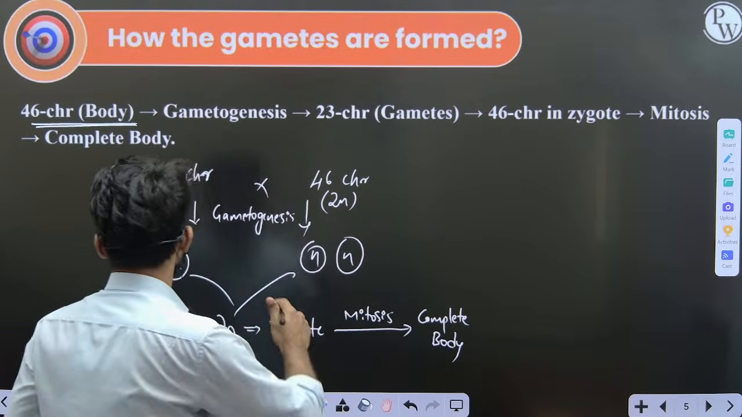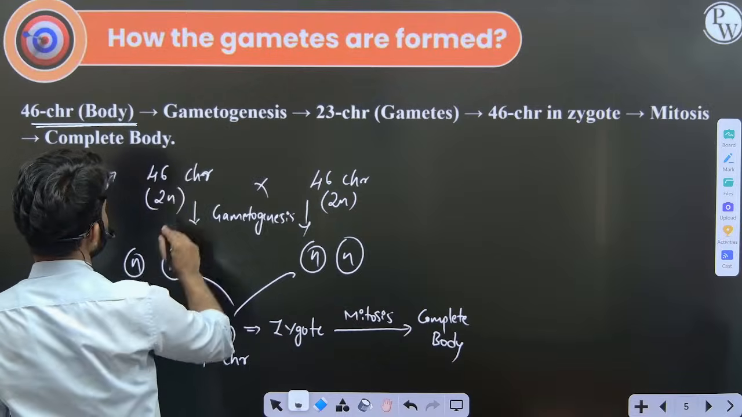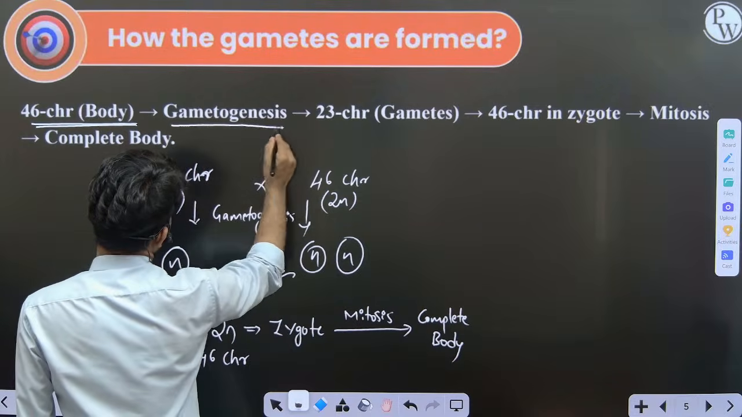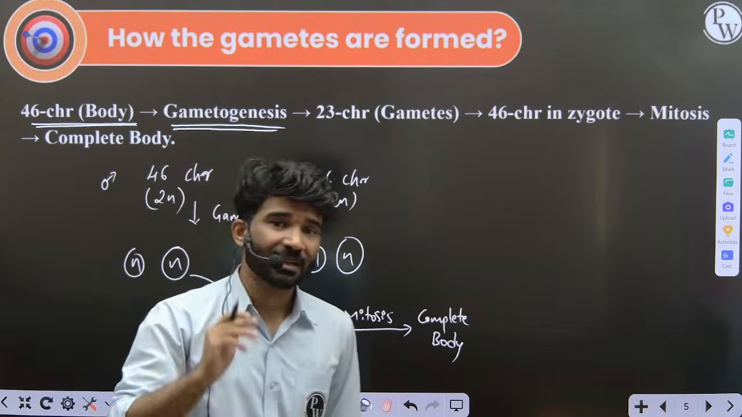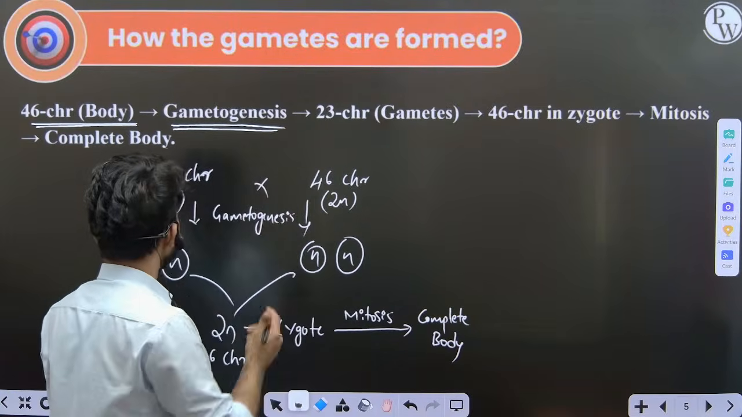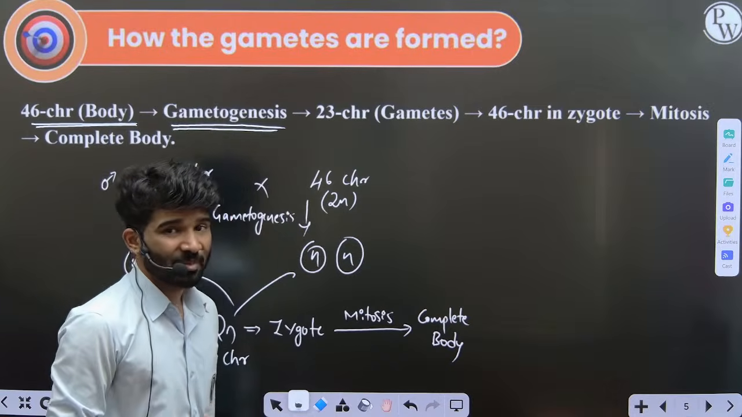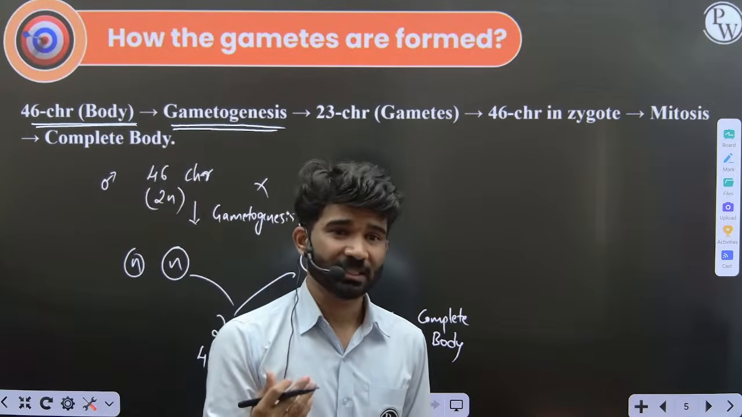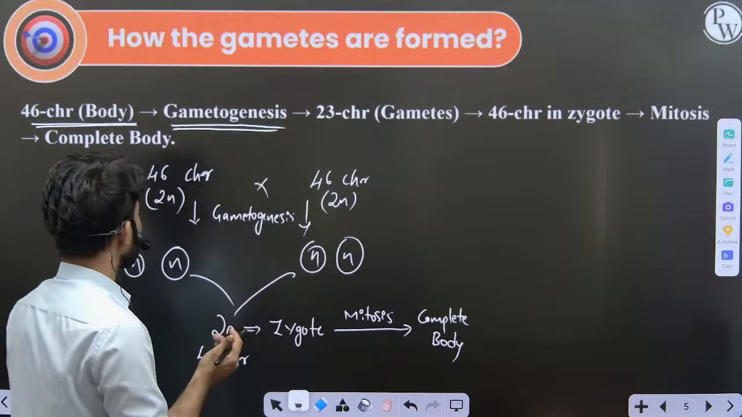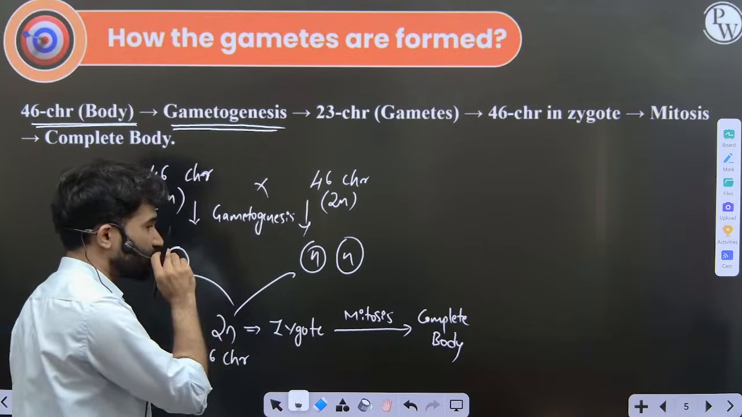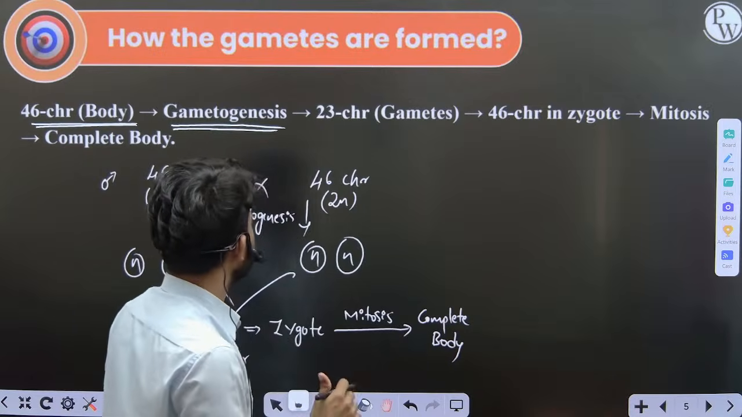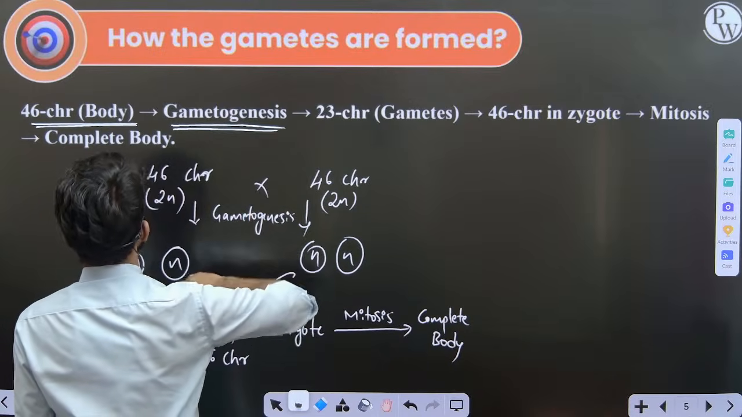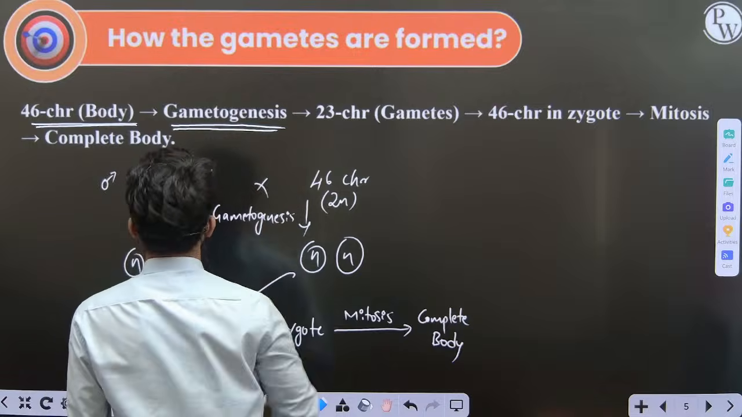Here there are 46 chromosomes in the human cell, where they undergo a process called gametogenesis. Right. So what is this gametogenesis then? Gametogenesis, as the name itself has gameto, that means the gamete, and genesis, that is the formation. It is the process of formation of gametes from the diploid reproductive cell through the process of meiosis. So that is what we call gametogenesis.